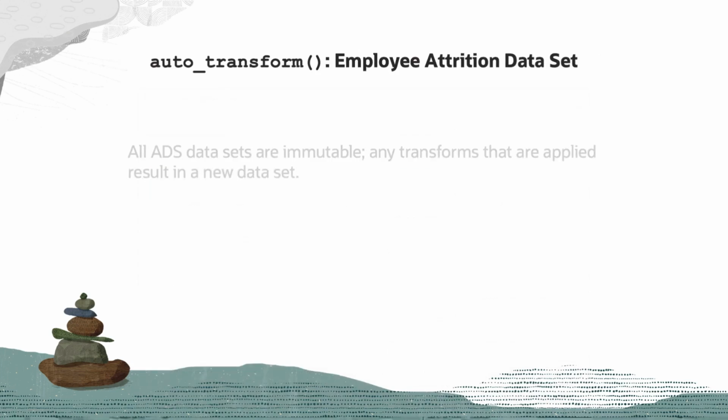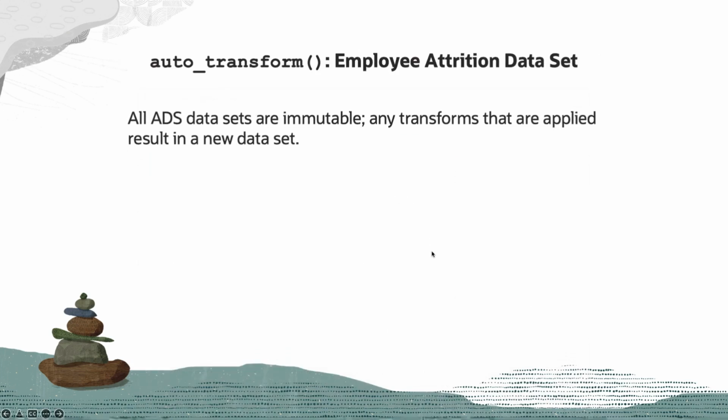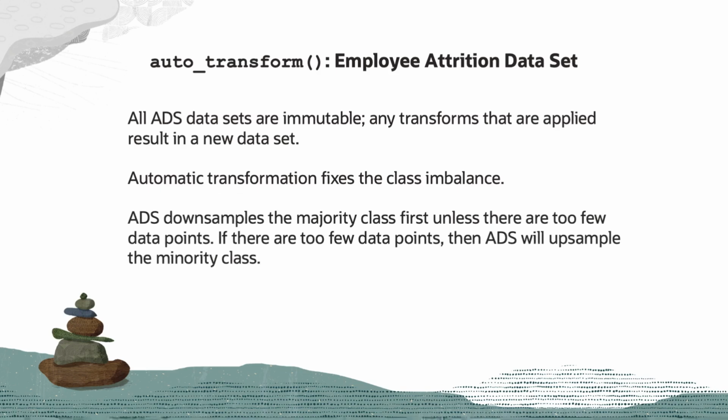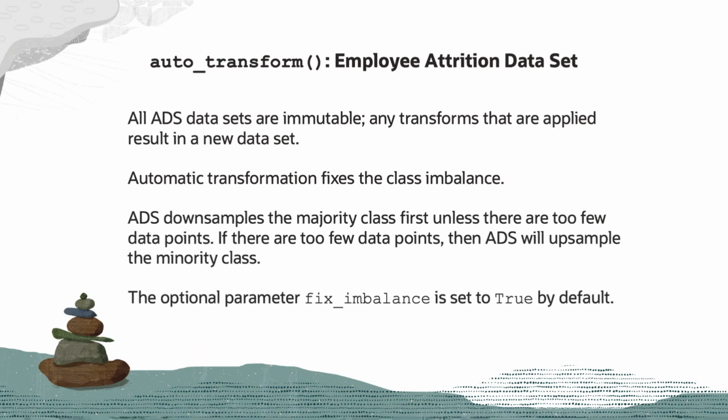Talking further about AutoTransform, all transformations result in a new dataset. It also has a fix_imbalance parameter which is set to true by default and helps with class imbalance by upsampling or downsampling the data.